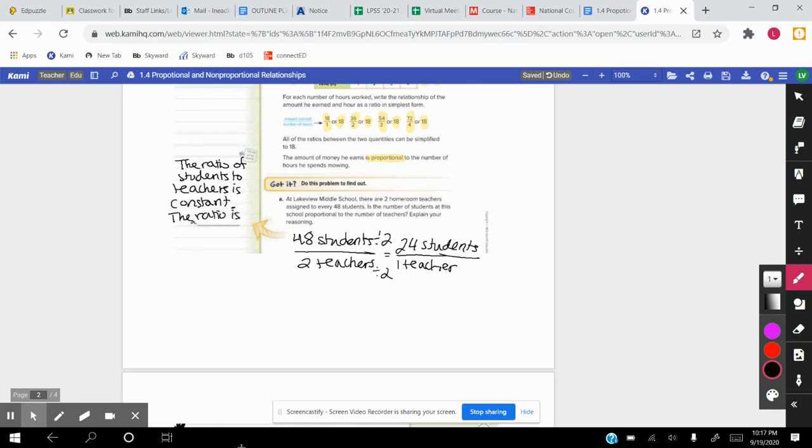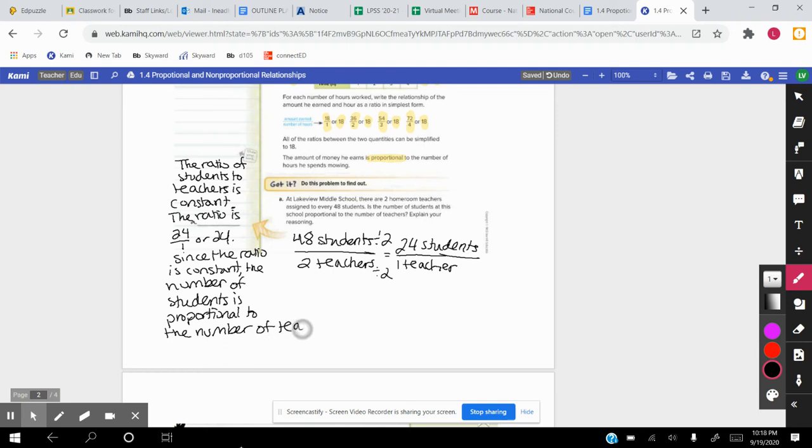The ratio is 24 to 1, or 24. So since the ratio is constant, the number of students is proportional to the number of teachers.